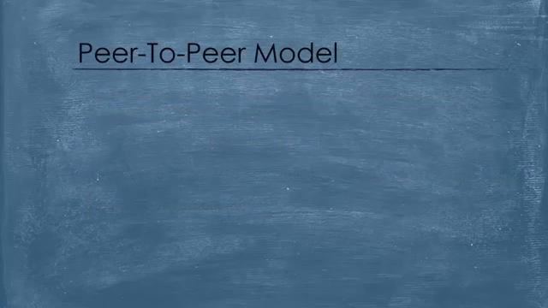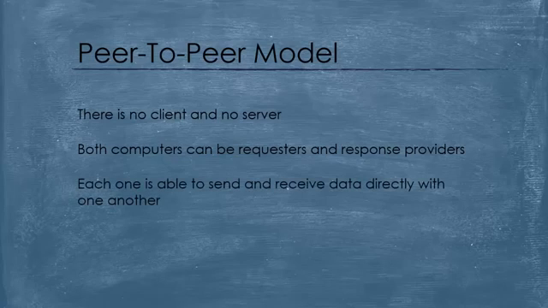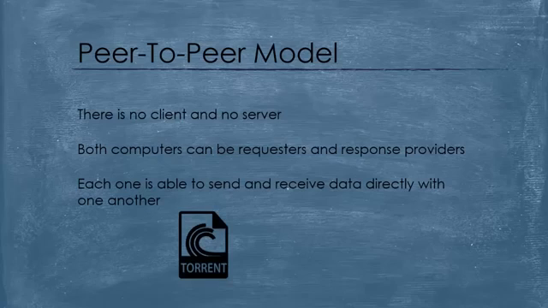In the peer-to-peer model, there is no client and no server. Both computers can be requesters and response providers. In other words, each one of them can be either a client or a server, and each computer is functionally identical to the other. They are able to send and receive data directly with one another, and both of them can upload or download the information. And of course, they are not required to be connected 24/7. An example of the peer-to-peer model is BitTorrent or video chat protocols. Understanding these models can be very helpful for web developers.